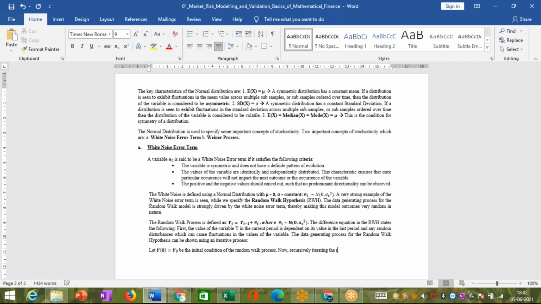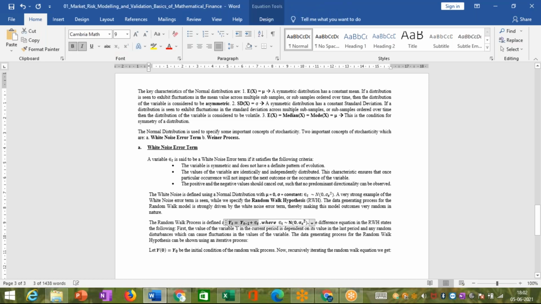Now, recursively iterating the random walk process, the random walk equation we get. The first thing is y1 is equal to y0. So yt minus 1 is y0, and this is et, is e1. So this is the first thing that you do over here. So what you say is that y1 is equal to y0 plus e1.